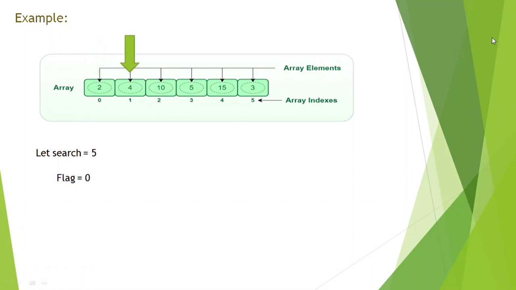Now let's continue. At the second index also we have no 5. At the third place we have none. At the fourth place we are striking the element that we found. We found the element at index 3, and the element is 5. Now the flag will get incremented to 1. So here we see that the flag is incremented to 1.